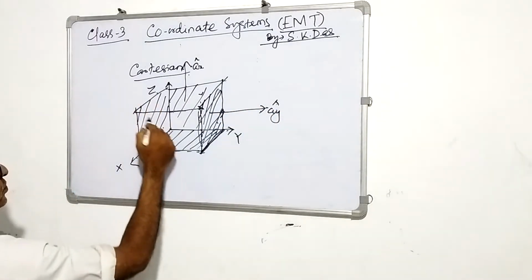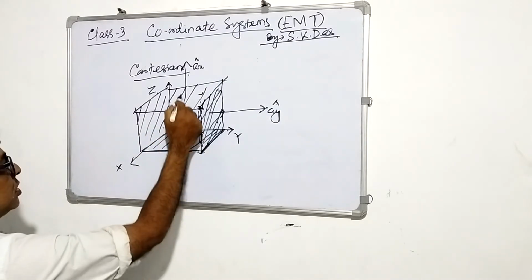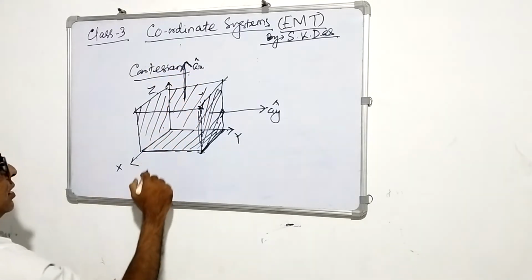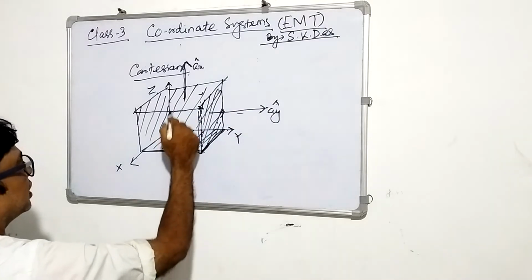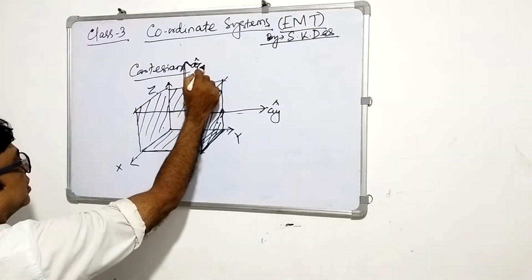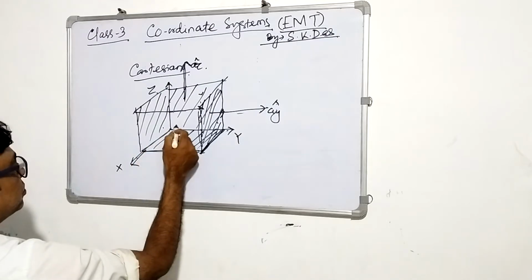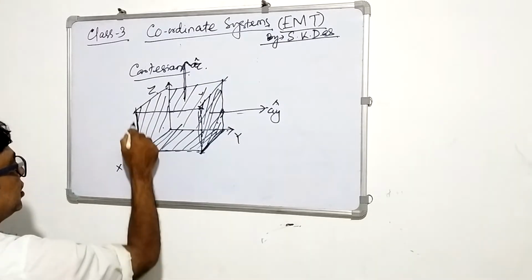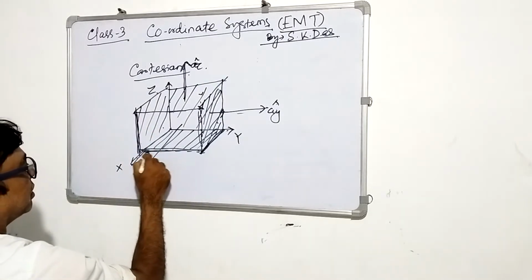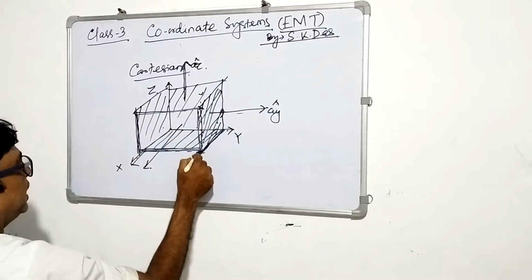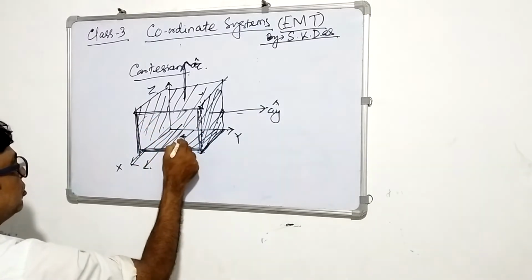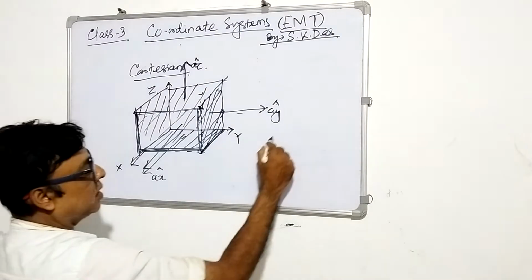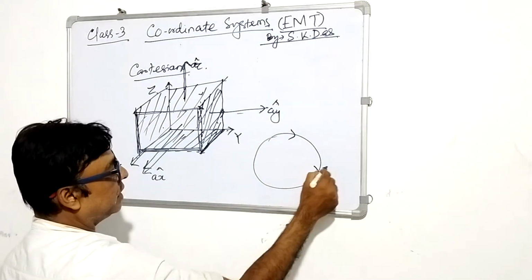Similarly, for this one, this is the ax vector and this is the ay vector. It will be along the direction az. Suppose we take the normal to this one: this is the z coordinate and this is the y coordinate, so for the yz plane, the unit vector will be along this direction, that is, ax.